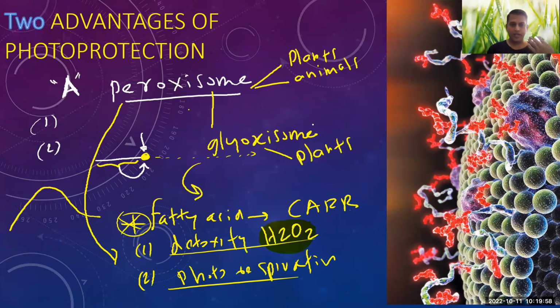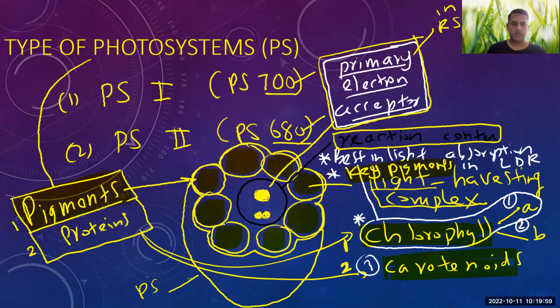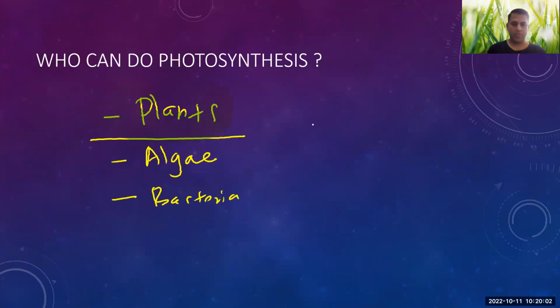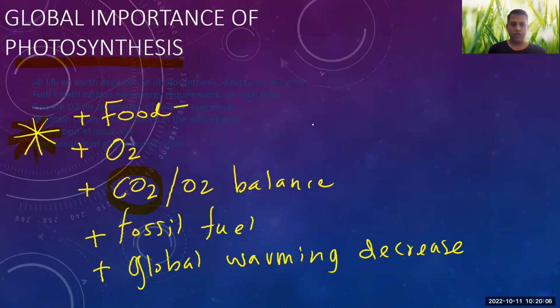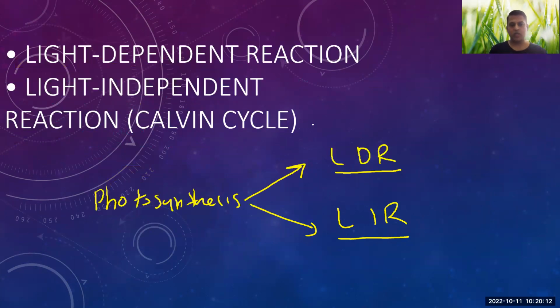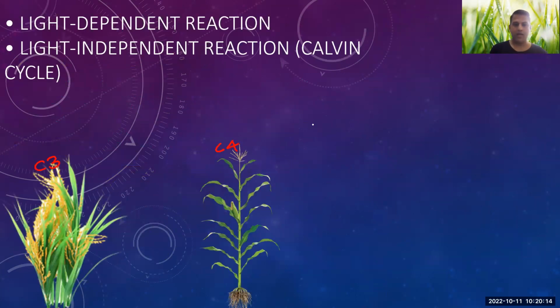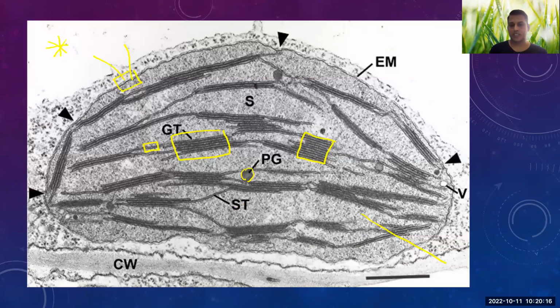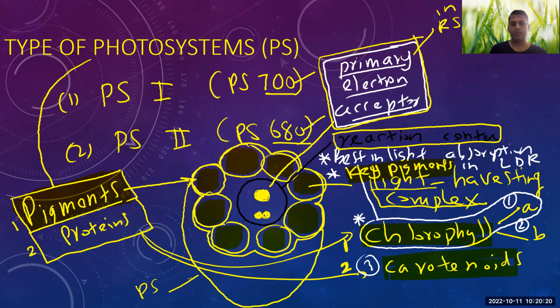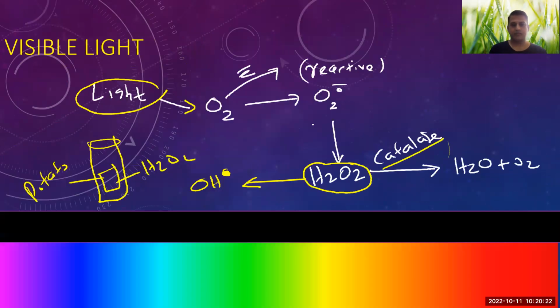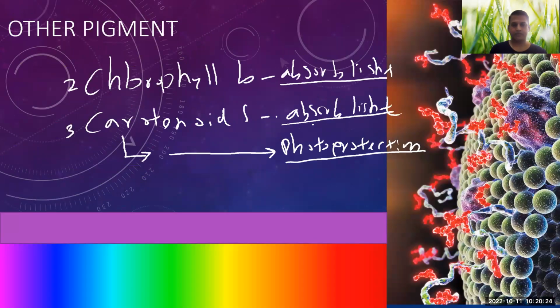Now this is the summary of the lesson I explained to you. So you trying to remember from the beginning important things, definition, and who can do photosynthesis, why it is very important globally, and what are the two type of reactions, what are two type of plants, and the structure of chloroplast, and photosystems, and pigments, and the light energy.